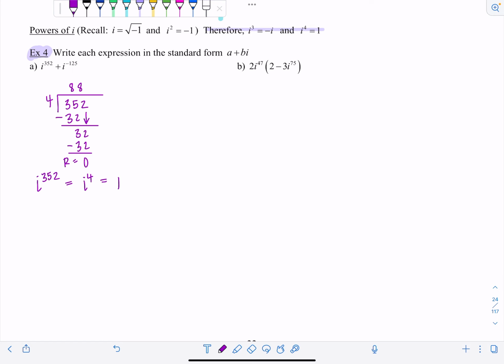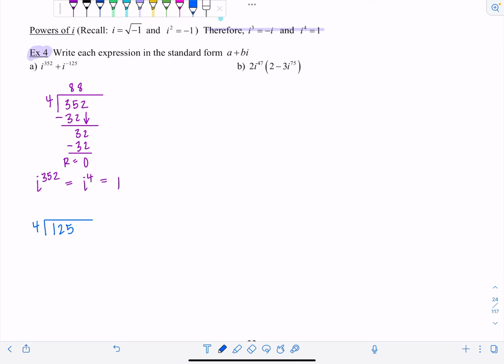Okay, what about 125? I know it's negative, I'll deal with that later. How about that? Let's not stress ourselves out too much. So let's again divide 4 into 125. Always divide by 4. Why? Because that's how long it takes for the pattern to repeat, the powers of i.